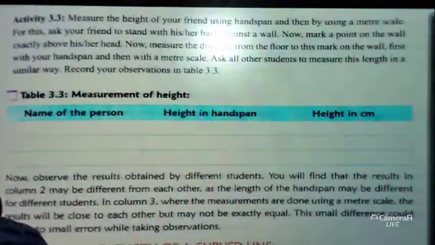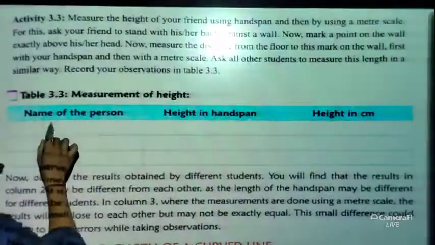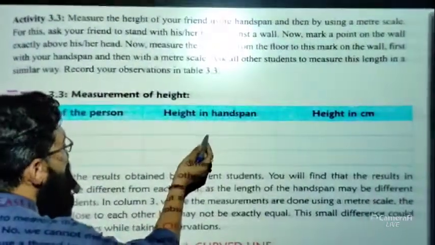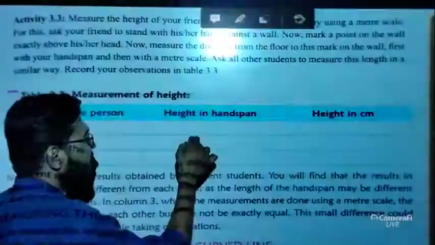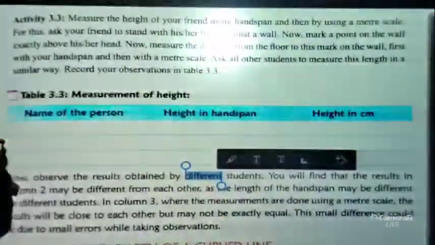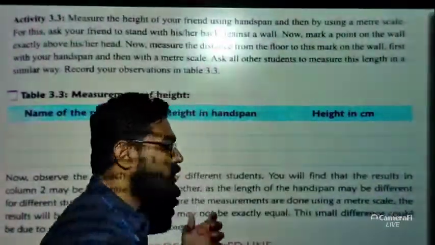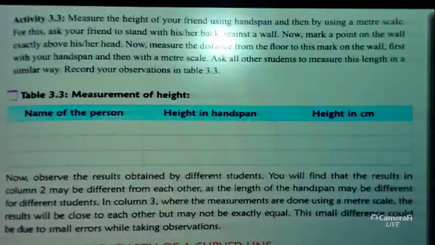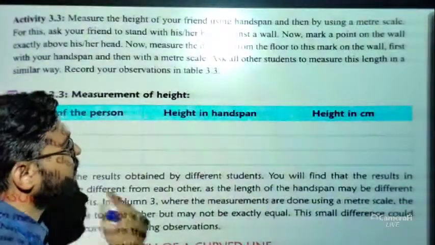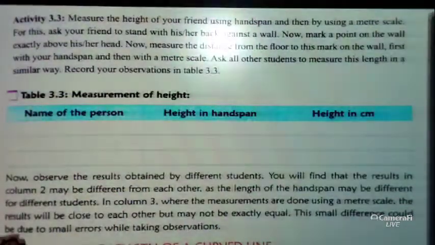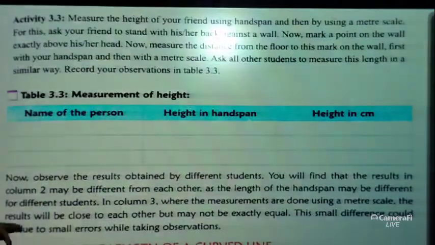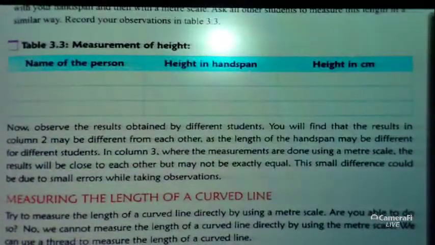So if the person's name is, say, Rahul, you will write here Rahul. Then write how much hand span is needed. If 30, if 40, then write that 30 hand spans are needed, 40 hand spans are needed, and height in centimeters, that is, how many centimeters the height is. If 160, write 160, if 150, write 150. Okay, so you have to do these things. So this is one part.